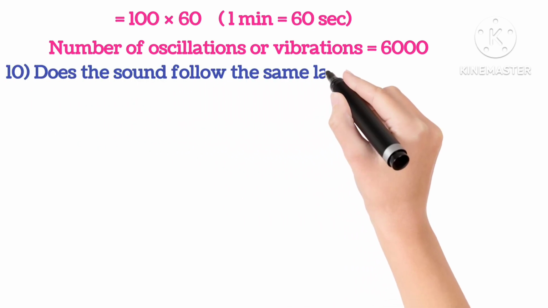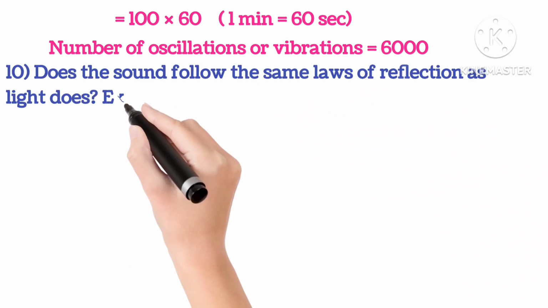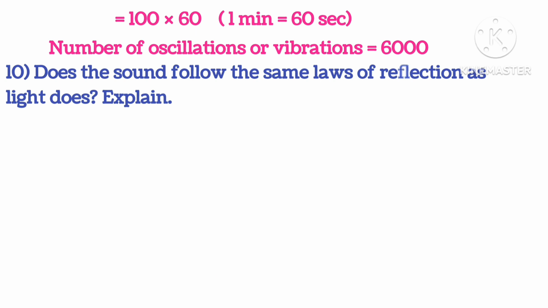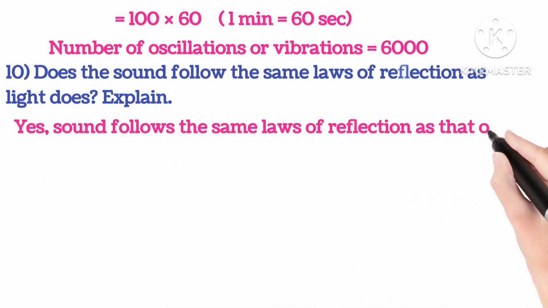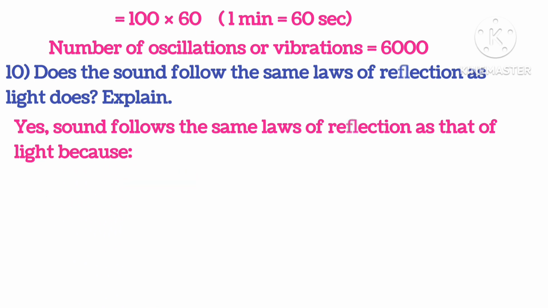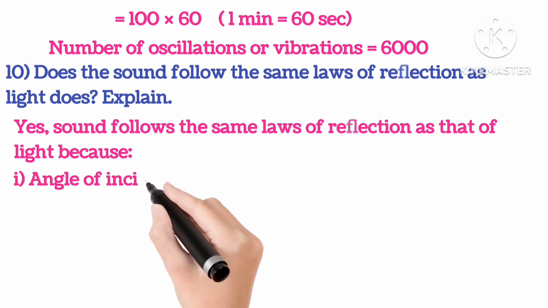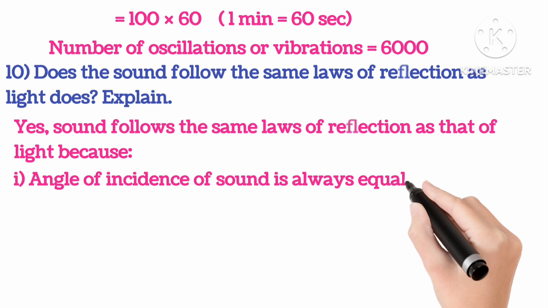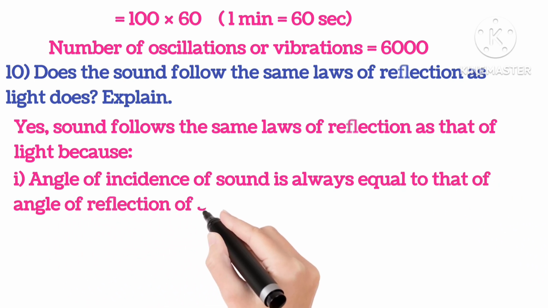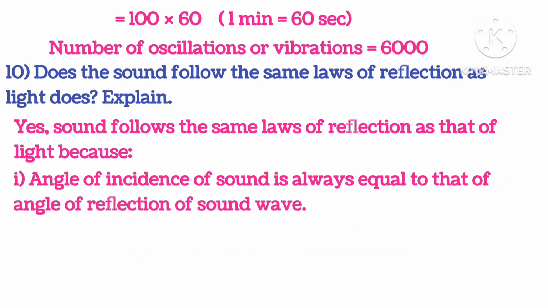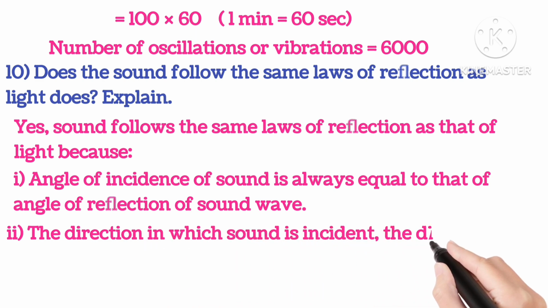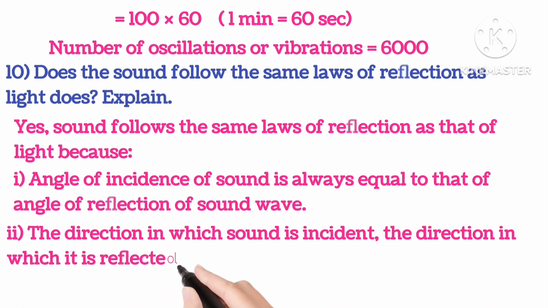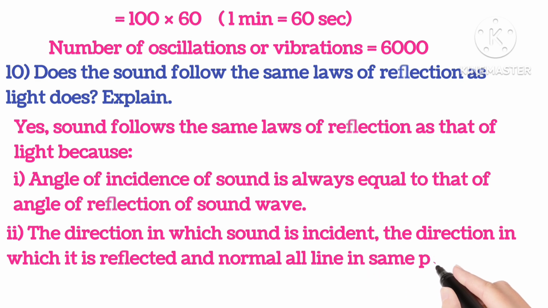10th, does sound follow the same laws of reflection as light does? Explain. Yes, sound follows the same laws of reflection as that of light because the angle of incidence of sound is always equal to the angle of reflection of sound wave. And second, the direction in which sound is incident, the direction in which it is reflected and the normal all lie in the same plane.